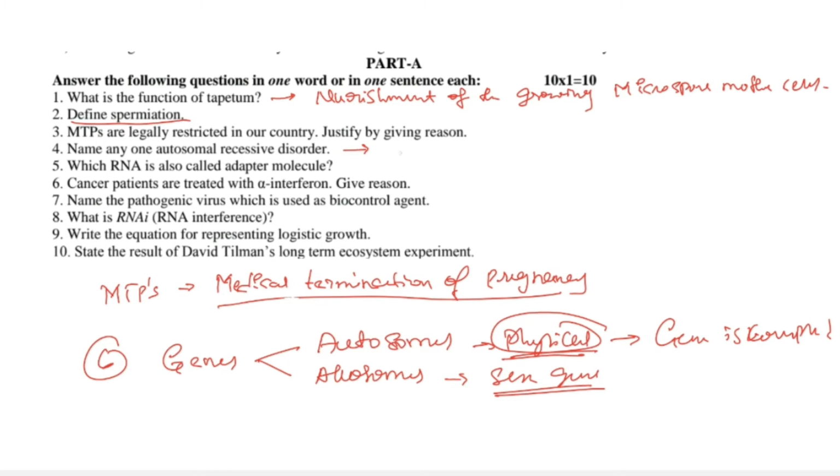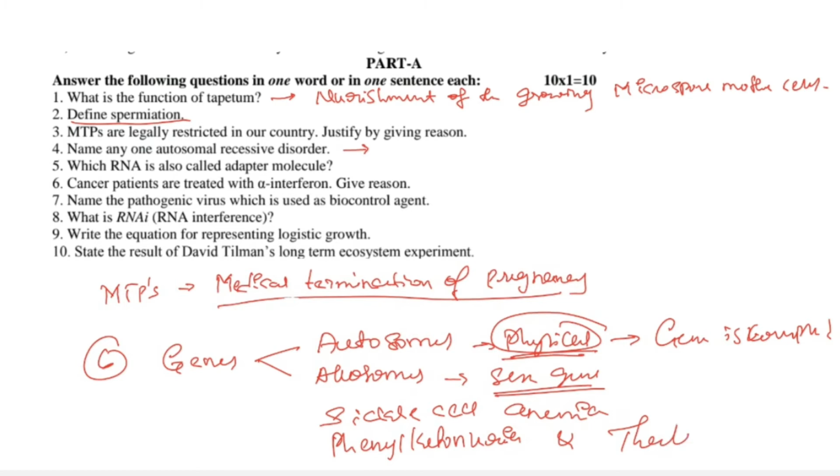There are three types of diseases in your book. One is sickle cell anemia, another is phenylketonuria, and the last one is thalassemia. Just mention any one of them. Only one has been asked, so any one of these three you can write down.